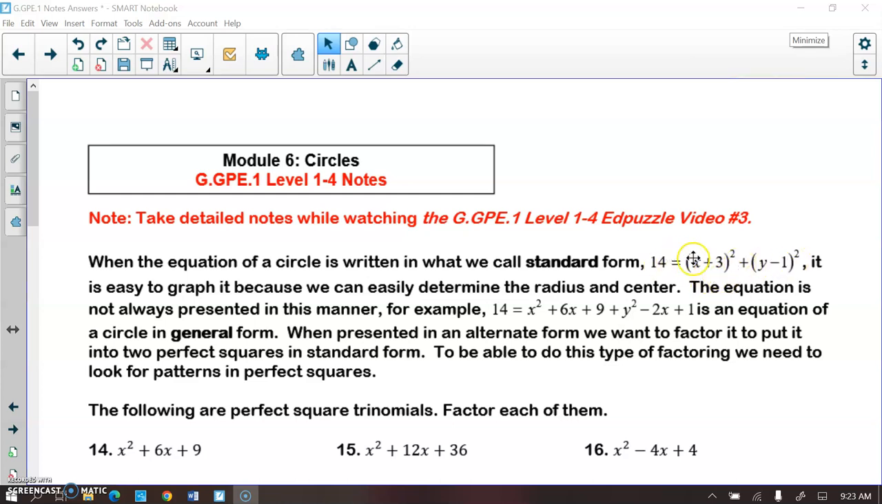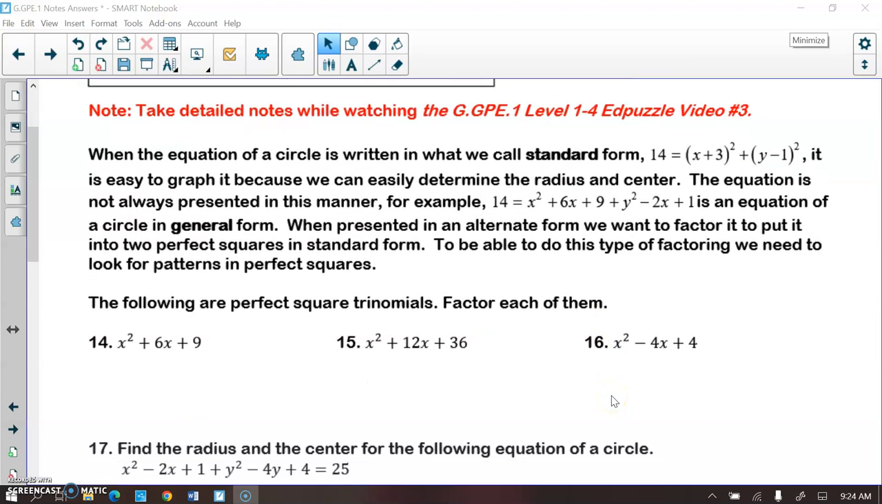So when we have an equation in the form of r squared is equal to (x minus h) squared plus (y minus k) squared, that's actually called standard form. We can easily identify the radius and the center from an equation like that. But sometimes we might have an equation in this format, and we will not be able to identify the radius or the center from that type of equation. This is called general form, and so we would need to get general form into standard form.